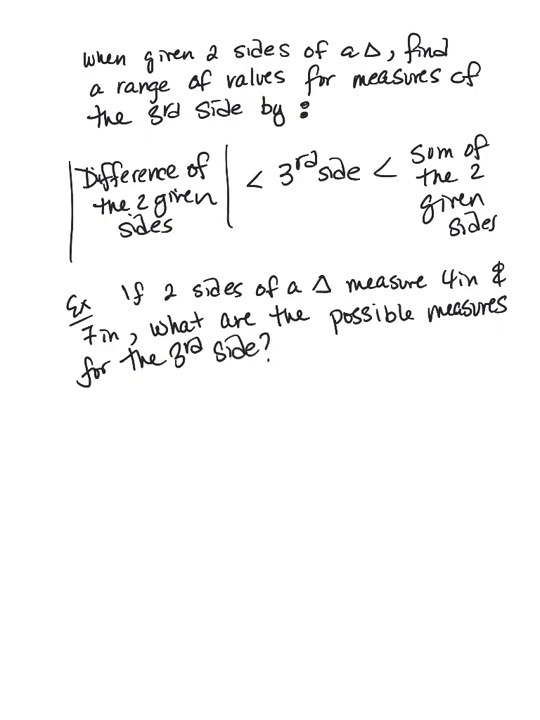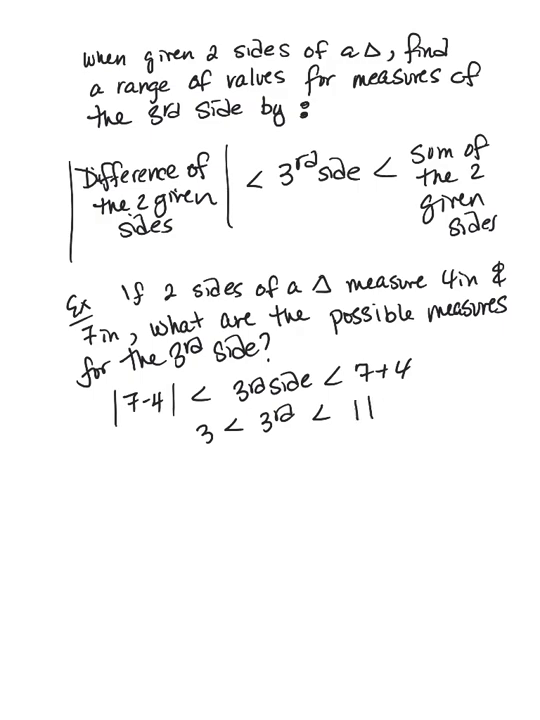Okay, so I'm going to subtract these two numbers. 7 minus 4 has to be less than the third side, which has to be less than 7 plus 4. So that means that the third side has to be between 3 and 11.